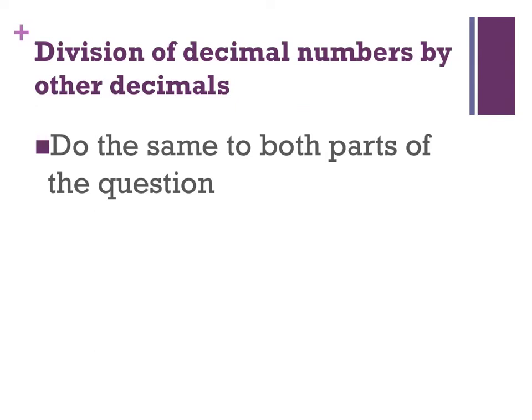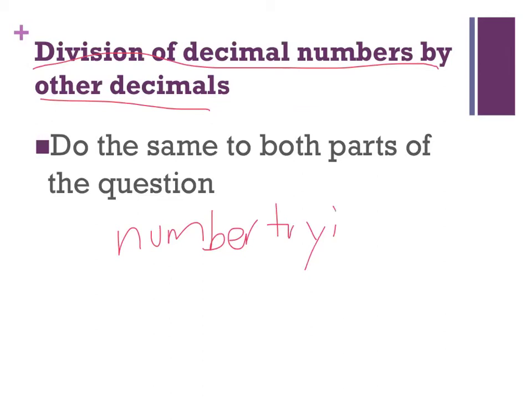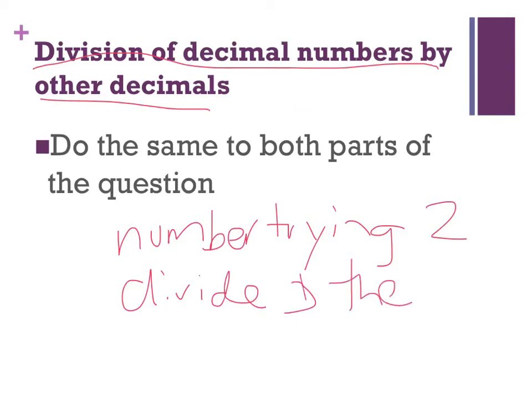When we divide decimals by other decimals, it gets a little bit different. Just remember, do the same to both parts of the question. So for the number that you're trying to divide and the divisor, to both of them, we need to do the same thing. And I'm going to show you what I mean by that.